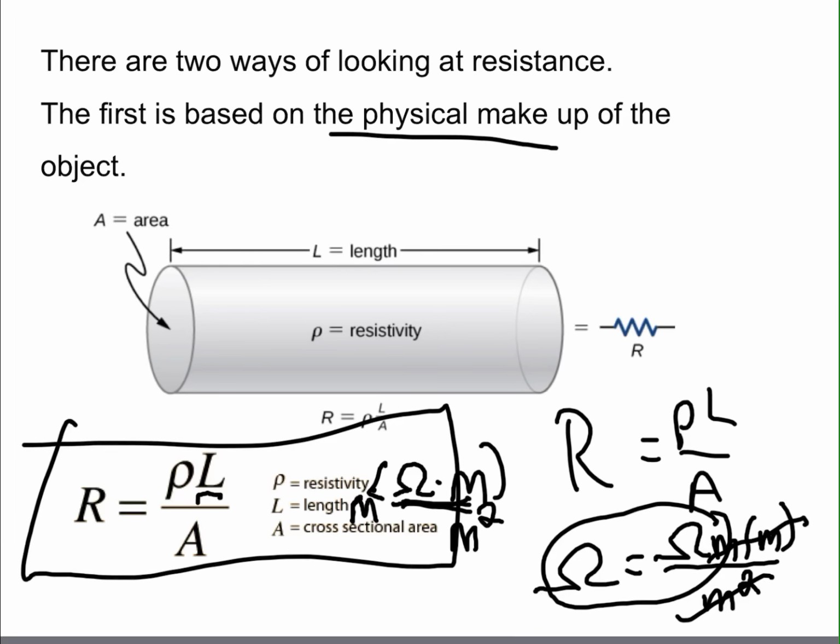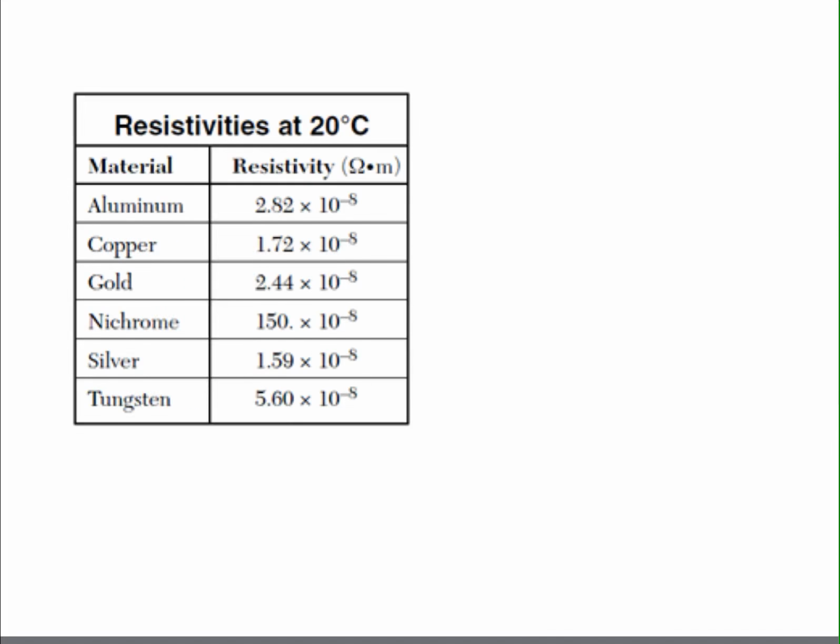Now, on your reference table, there is a chart. There's a chart of different resistivities of different metals.